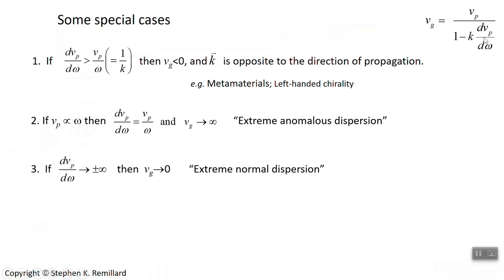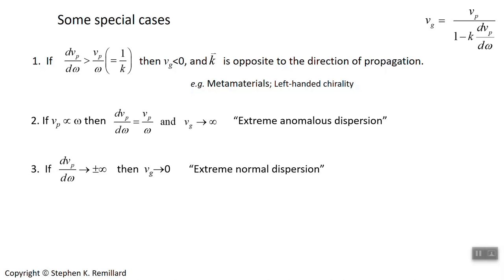Another important case is when this derivative blows up. dv phase by d omega goes to plus or minus infinity. Because when that happens, the group velocity goes to 0. The wave stalls out. You've got a wave packet where the phase velocity continues, so the phase oscillations continue to propagate, but the group is stalled out.